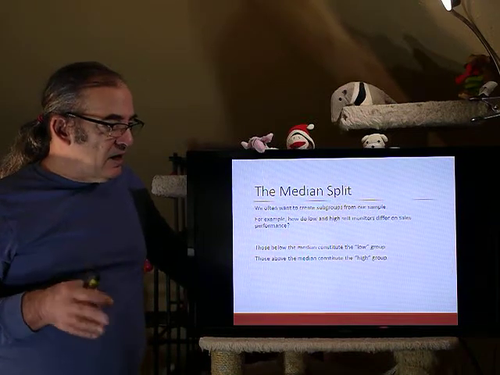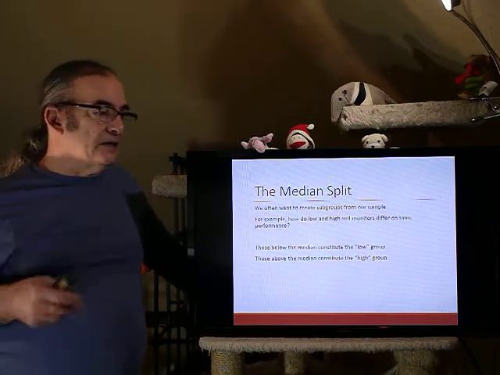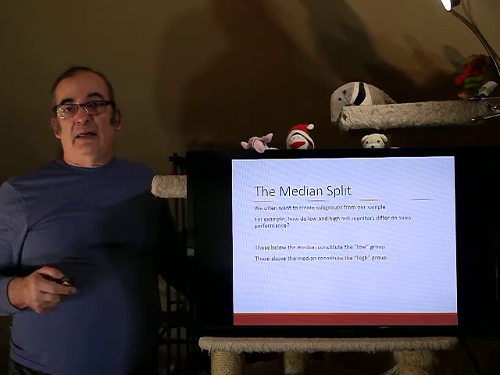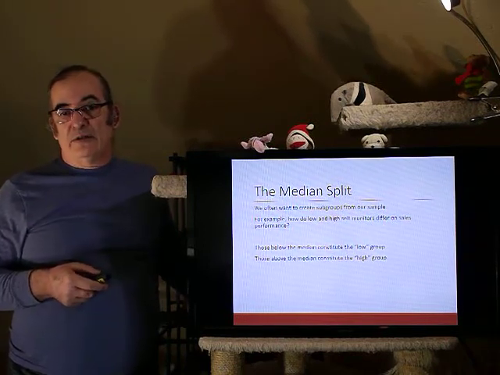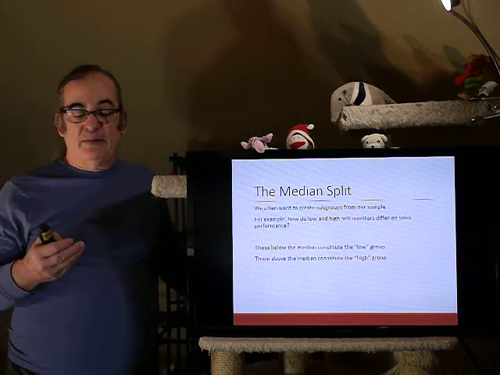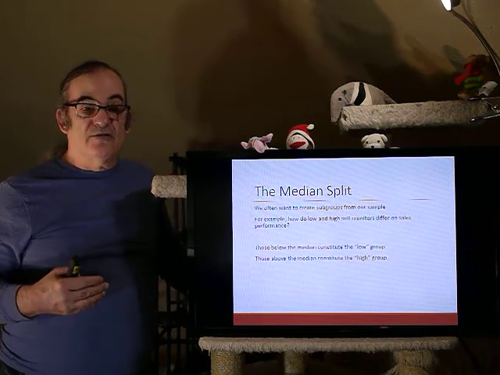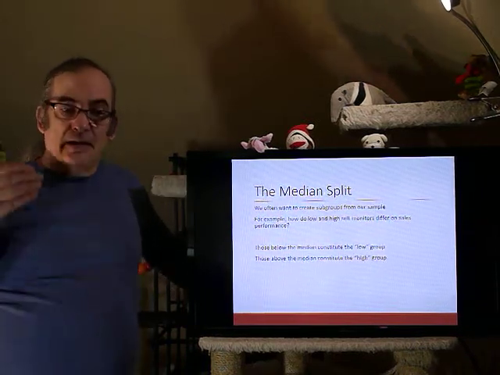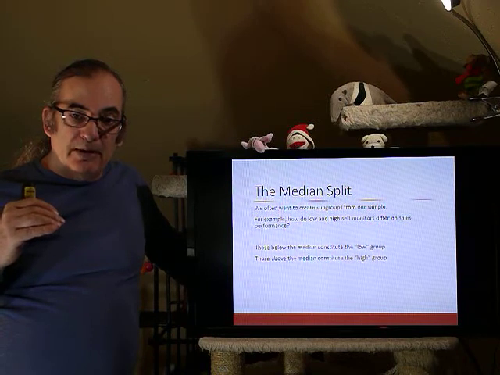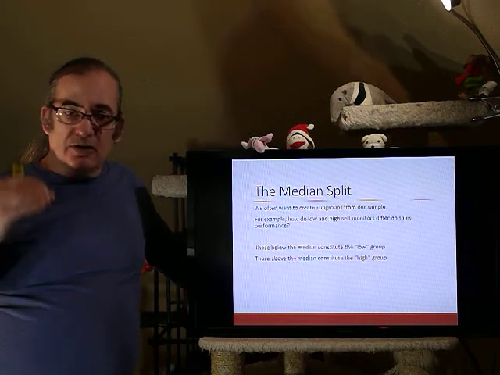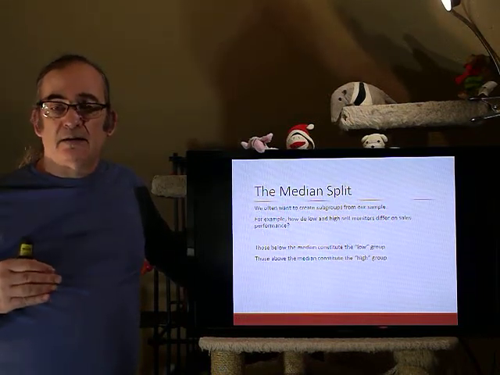Those below the median constitute the low group. Those above the median constitute the high group. And all is well. Now notice we do this with self-esteem. We might bring people into the lab and give them a Rosenberg self-esteem measure. And then we separate the people for statistical purposes into the highs and lows when we analyze the data.